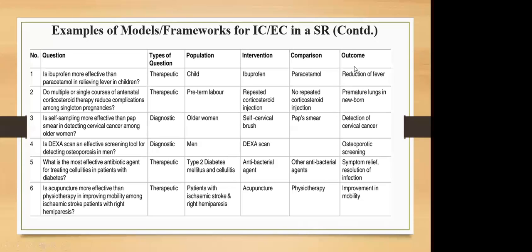Now, our outcome of interest in our inclusion criteria is going to be what? Reduction of fever. Any other outcome that the studies are reporting that is not reduction of fever is going to be in our what? In our exclusion criteria. Now, for this second study: do multi or single courses of antenatal care corticosteroid therapy reduce complications among singleton pregnancy? Our population here are participants who are undergoing what? Preterm labor. Participants that are not justifying a preterm labor are going to be excluded.